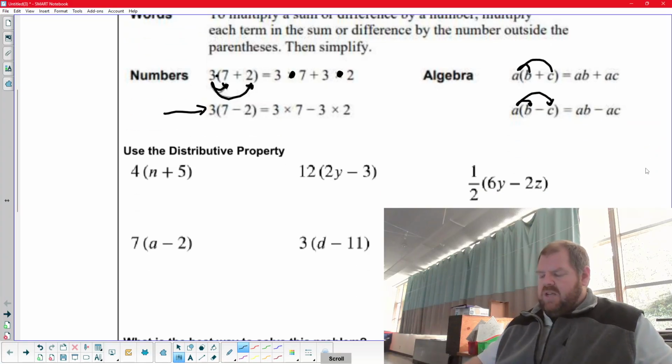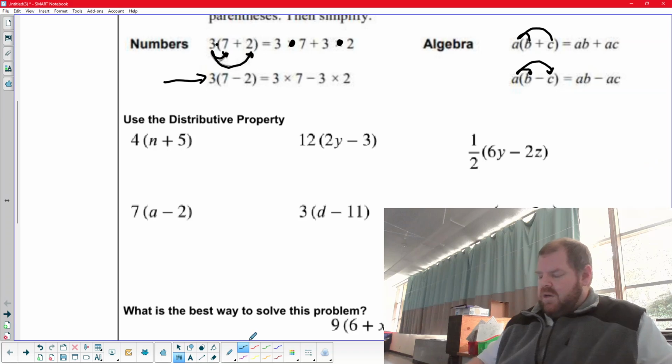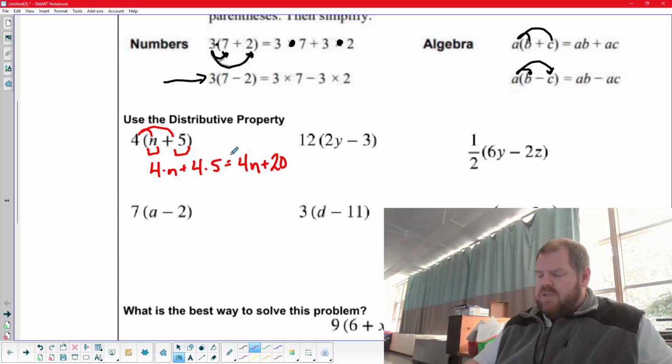Let's look at a few examples and see how we can do. We're going to think about it the same way. The number that's outside gets handed to each one of the numbers inside, separated by plus or minus signs. So I want to give a 4 to the n, and I want to give a 4 to the 5. We'd say 4 times n plus 4 times 5, and we can simplify that: 4n, and 4 times 5 is 20.